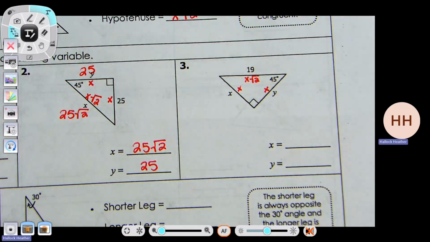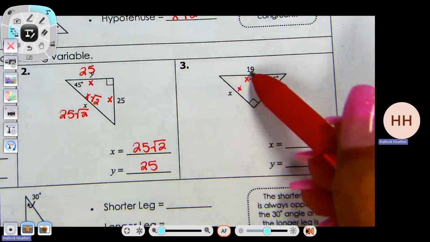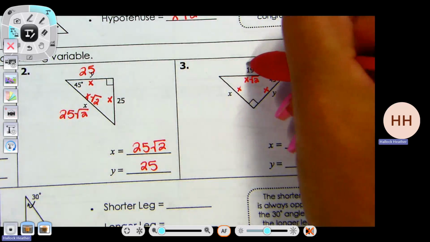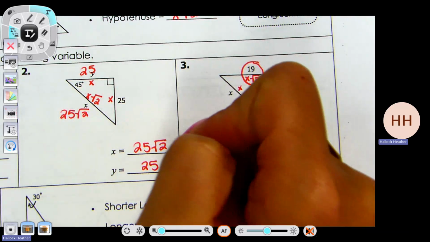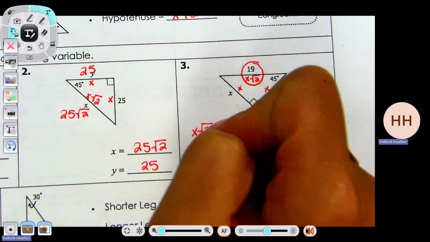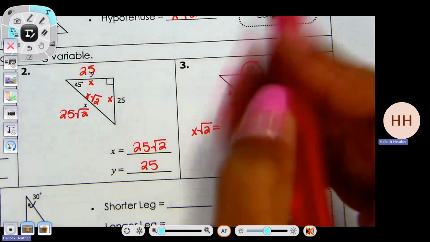So notice last time I was given X. X was just the number, and then I just kind of stuck it together. Now this is what I'm given. I know the ugly piece. So this is where it gets a little tricky. We have to solve this. So we're going to say X square roots of 2 equals that length. That length is 19.